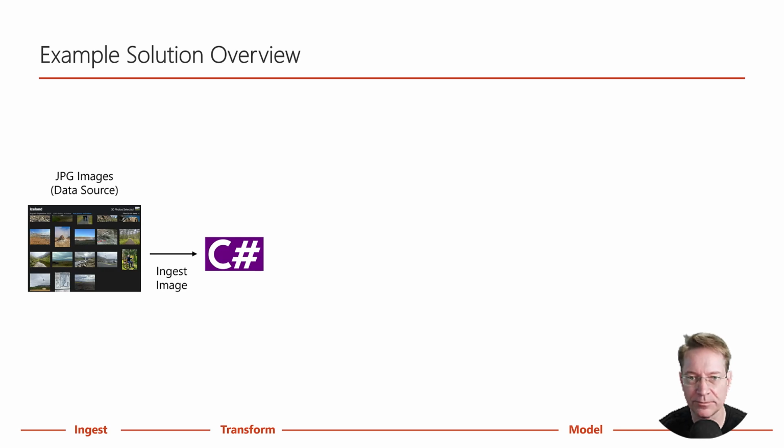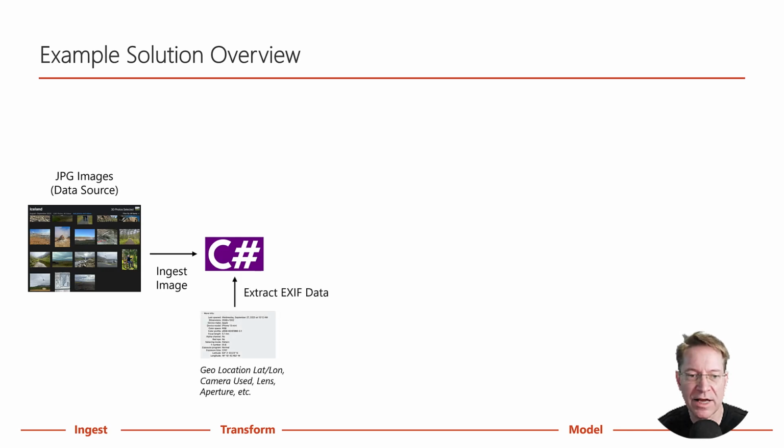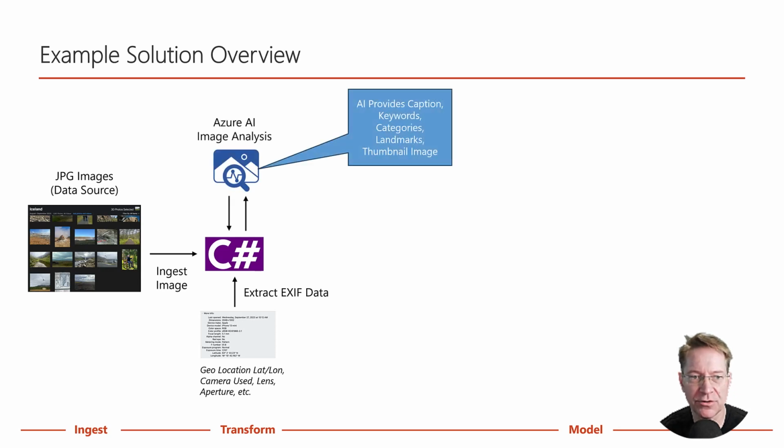of the image data. Most photos have some EXIF data embedded in them, so we'll use the C# application to ingest that data and go ahead and store that. For the AI enrichment, we'll send each image to the Azure AI image analysis service so that it can provide captions, keywords, categories, landmarks. Essentially what it will do is analyze the image using models that Microsoft has pre-trained and pull out what landmarks and thumbnails and metadata that it sees.